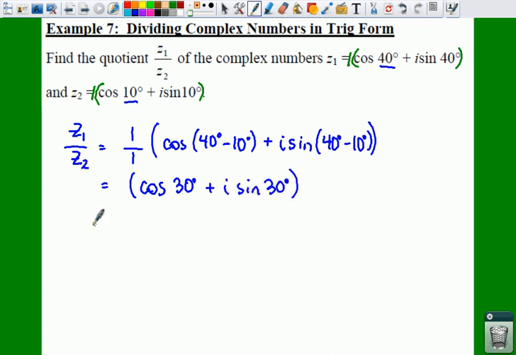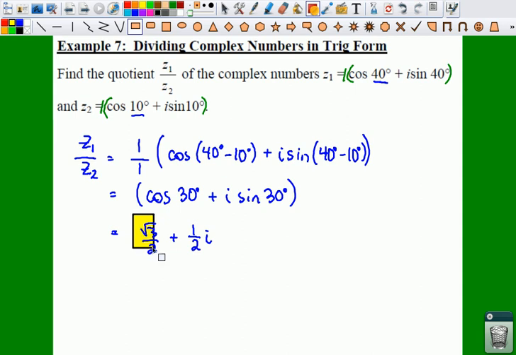So if you go back to your circle, you have to remember this. Cosine of 30 is going to be radical 3 over 2, and then your sine of 30 is going to end up being a positive 1/2. So you're going to have a 1/2 i. So your final answer, when you take z sub 1 divided by z sub 2, is radical 3 over 2 plus 1/2 i.